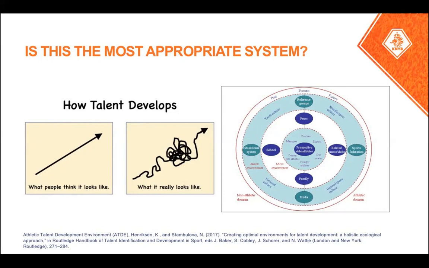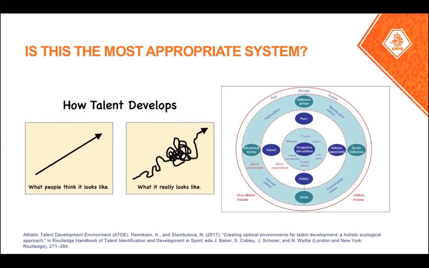And it's just asking the question, you know, is the system that we've got right now, this linear approach and age categories, and we're recruiting players at an even earlier and earlier age, and we're going down the realms of early, you know, premature professionalism, and early selection. Is that the best way? Is it the most appropriate system?